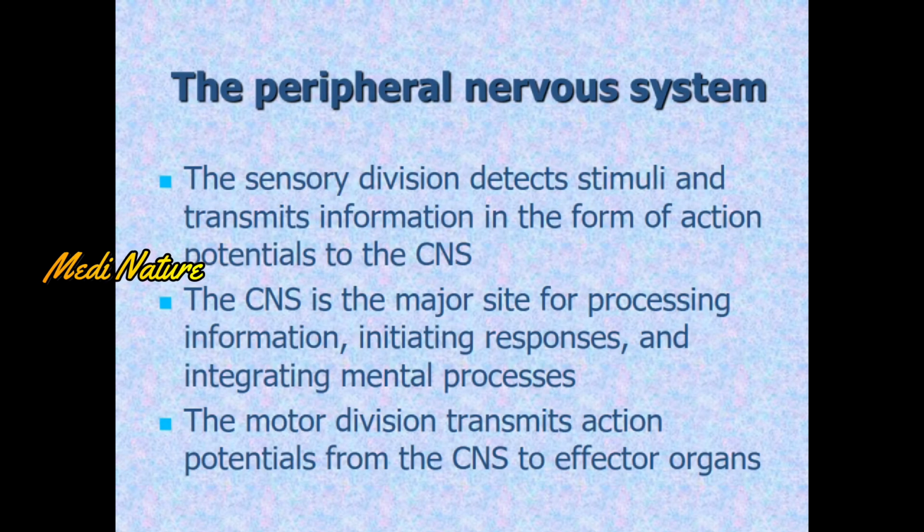So the sensory division detects stimuli and transmits information in the form of action potentials towards the central nervous system. The central nervous system, the brain and the spinal cord, is the major site for processing this information. So then they initiate responses and integrate mental processes with those responses. The motor division transmits action potentials from the central nervous system to effector organs such as muscles and glands.